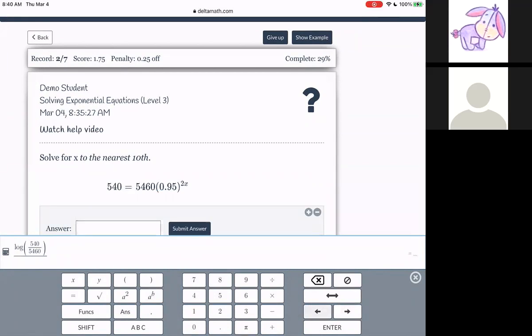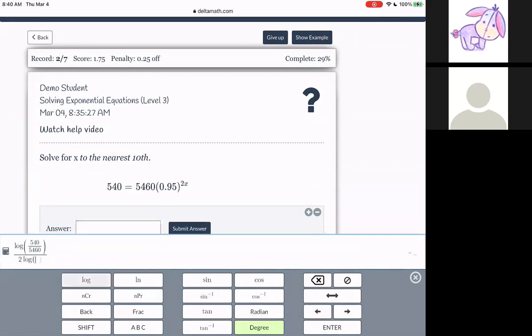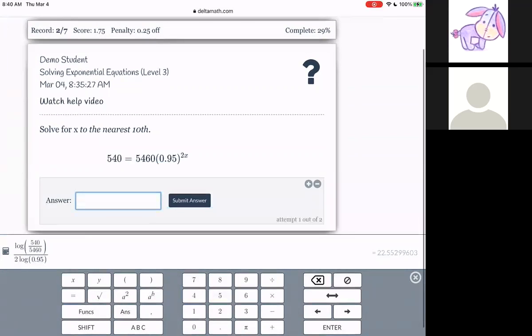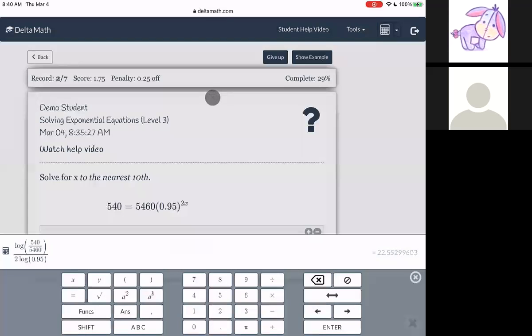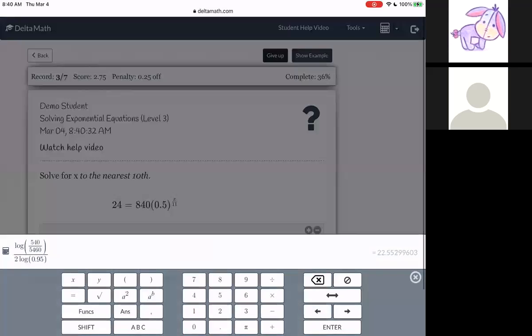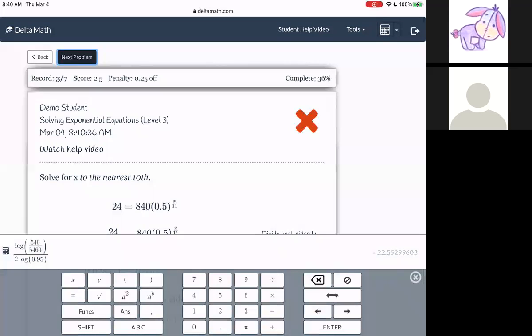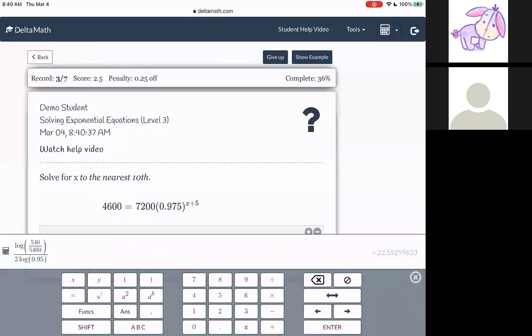Okay, all divided by 2 log 0.95. Did I type that correctly? I think so. So we're going to round it to the nearest tenth. It looks like 22.55, so 22.6. Okay, let's find a very specific type of problem, not this type. This one, cool, okay.